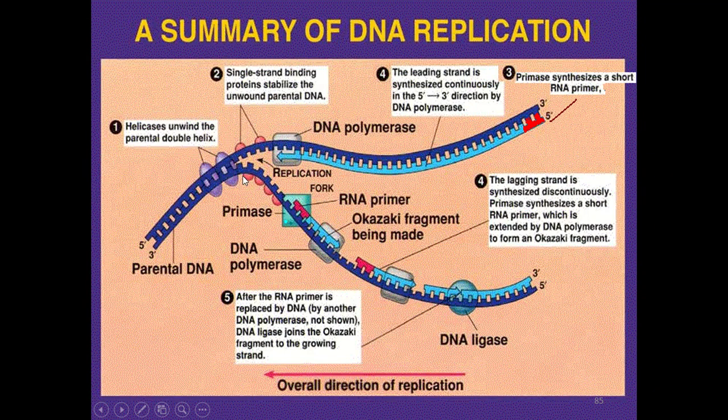So what will happen? First, the helicase here, the purple in color, will unwind the parental double helix. They will unzip it, and these two strands will be separated from each other. However, the strand is unstable. Then a single strand binding protein will stabilize each of these unwound parental DNA strands. Next, primase will synthesize a short RNA primer here to start the synthesis process.